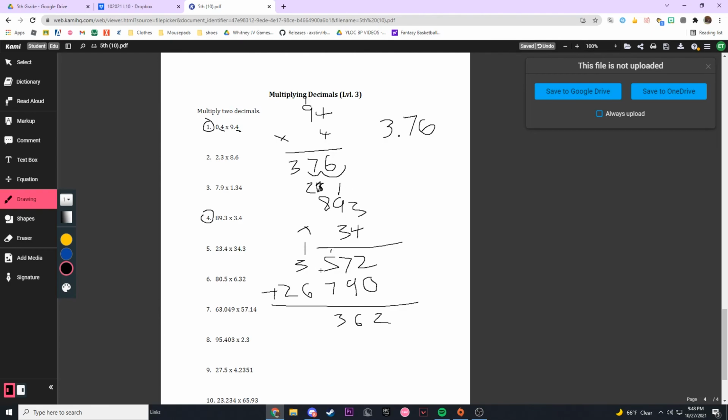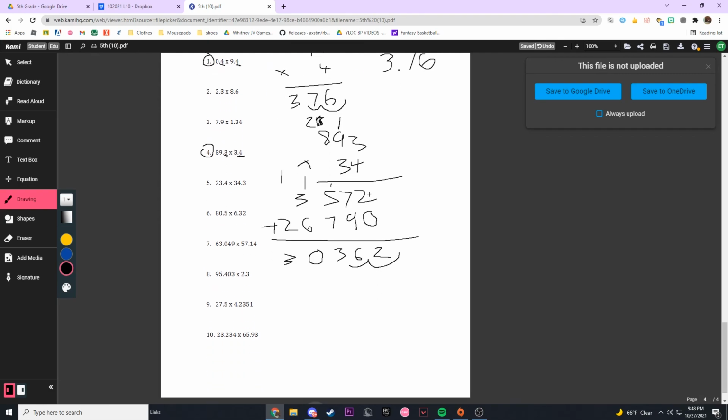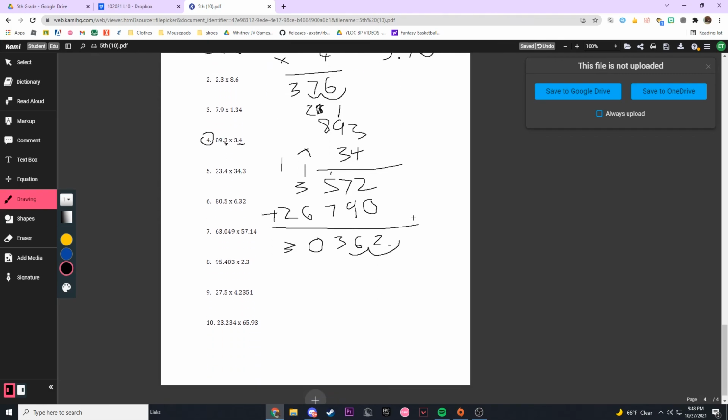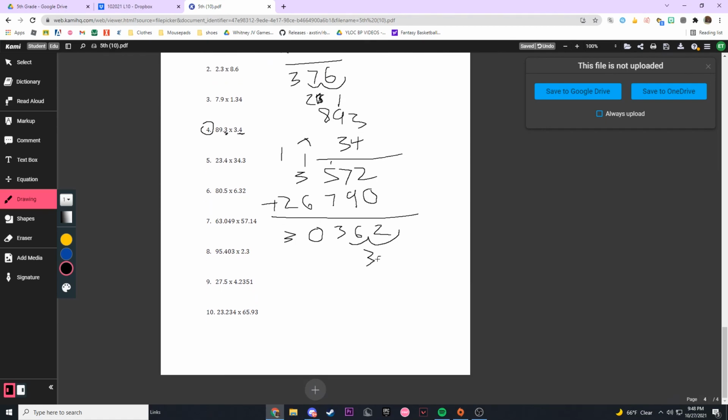Carry over the 1. 6 plus 3 plus 1 is 10. So put the 0 here, carry over the 1. And 1 plus 2 is 3. So we look at how many decimal numbers are on the right of each decimal place. So for here we have one number, and here we have another number. So that gives us two numbers in total. So we move it to the left 2 times. 1, 2. And our final answer for number 4 is 303.62.